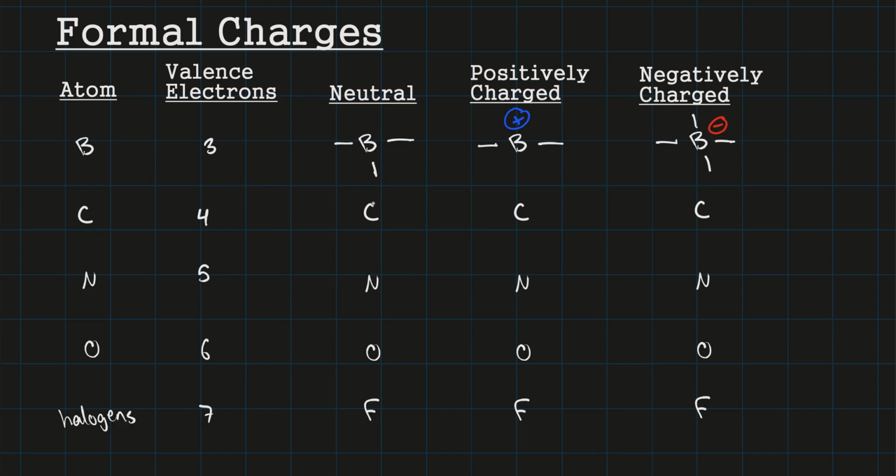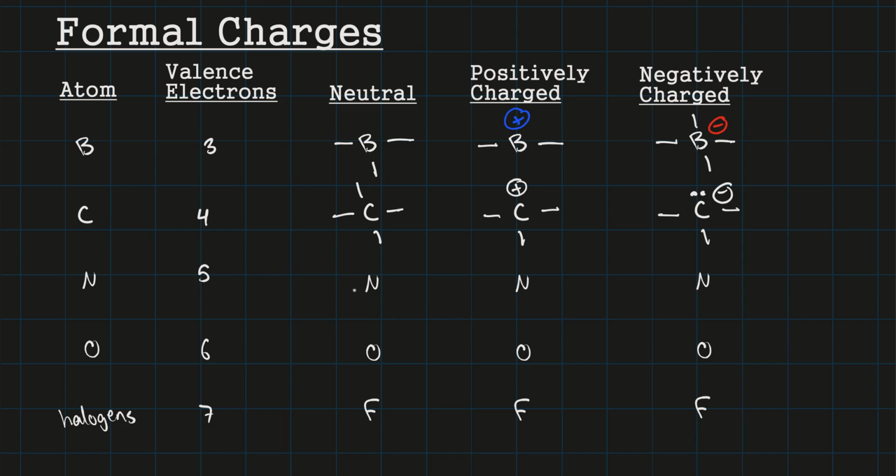Now, with carbon, it's a little different. When it's neutral, it has 4 bonds. Carbon has 4 valence electrons, 4 bonds. When it's positively charged, it only has 3 bonds, and has something called a carbocation. And when it's negatively charged, no, it does not have 5 bonds actually. It has a lone pair. And so this is what a carbanion looks like.